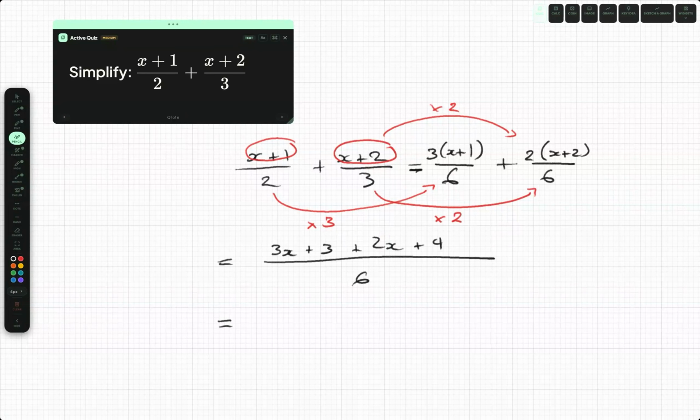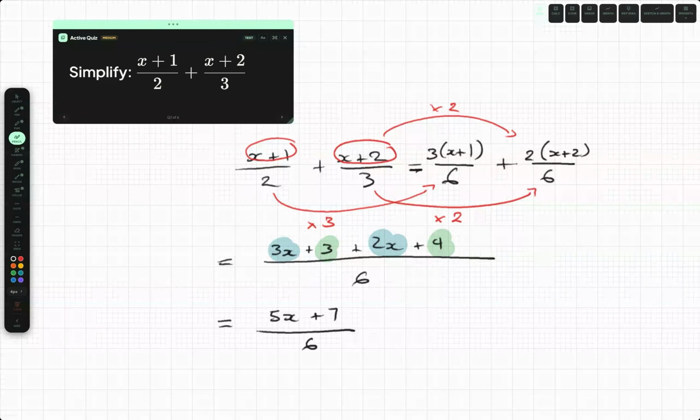Once that's done, we're going to collect our like terms. To collect our like terms, we're looking for the ones with the same polynomials, or we're looking for ones which have a constant value, just a number without the polynomials. So 3x and 2x is going to be 5x, and then 3 plus 4 is 7, all over 6. And that's our answer, and we're done.